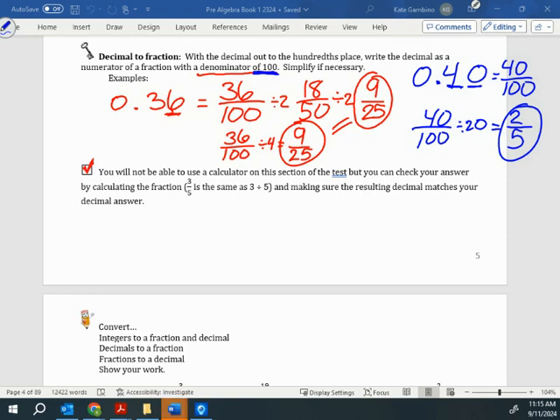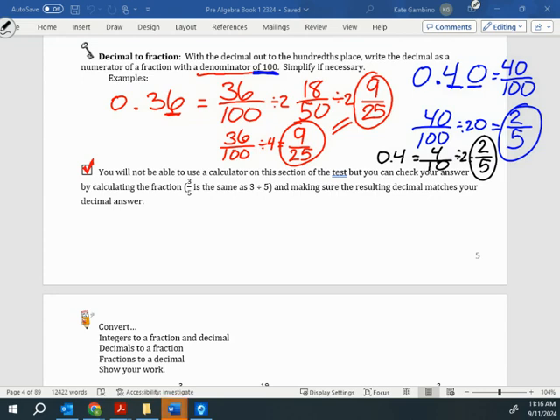Now, every year, I always have somebody say, well, Miss Gambino, I know 0.4 equals 4/10. And then I simplify that and divide a 2 out, and I get 2/5. Would that be okay? Yes. Same answer. Okay. So sometimes if we have really good number sense and we understand that, we can do that.